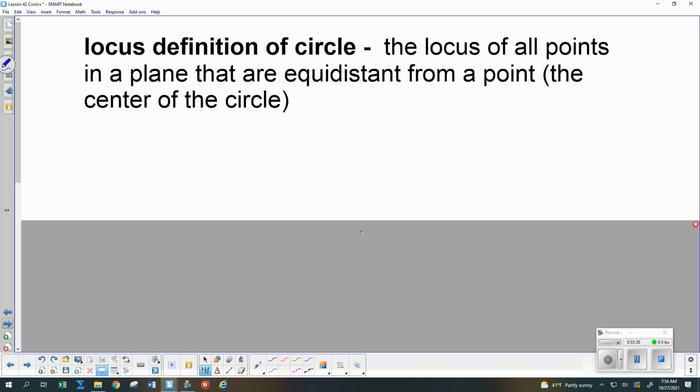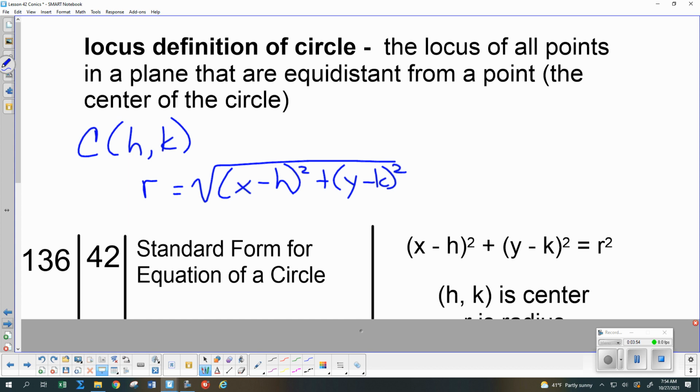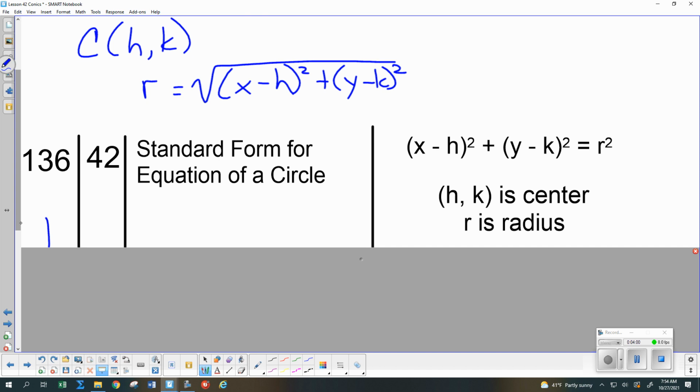So if I want to write that down, if my center is (h, k), I'm saying that my radius is that constant distance. Using my distance formula, I'm going to take x minus h and square that, and y minus k and square that. That's my distance from the center (h, k) to all of those (x, y)'s that I'm drawing. So then if I square both sides, I have what we call the standard form for the equation of a circle. And that is just when we then square both sides.